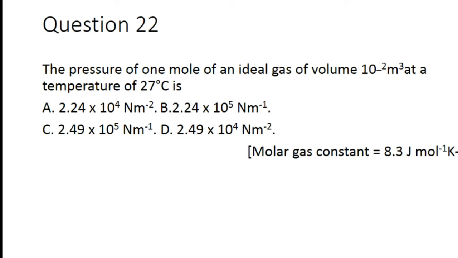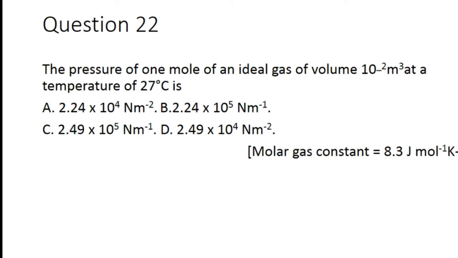If we take the formula P equals nRT over V, and we have all the other values there, we can substitute these values into this formula, and then we'll arrive at our answer. So 1 times 8.3 times 300 all over 10 raised to the power minus 2. This will give us 2.49 times 10, and this will give us option C.